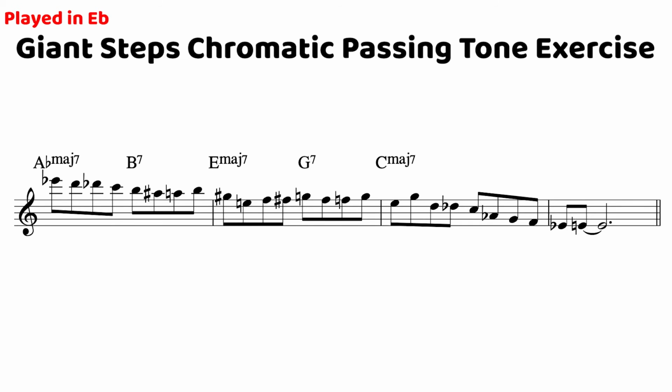So in the first measure here, we start on the 5th of the chord, then we have a chromatic passing tone leading down to the 4th and then the 3rd, before resolving to the root of the next chord, where we then have a chromatic passing tone leading down to the flat 7, then back up to the root again.